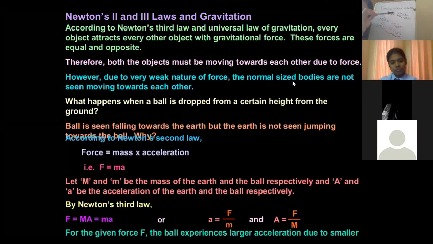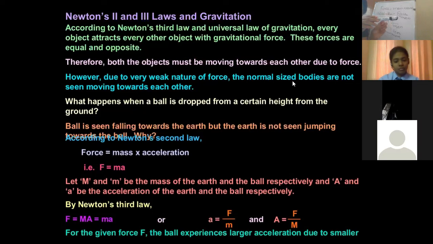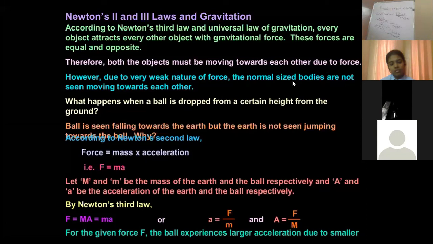So now compare the two objects. One is Earth and one is this pen. Compare their mass. The mass of Earth is quite big. So the acceleration produced, as compared to this pen, will be very, very negligible. So that's why we do not see Earth jumping towards the pen. Comparing the mass of the pen with Earth's mass, it's very, very small, even negligible. So that's why the acceleration produced in the pen is more, and the pen is falling towards the Earth.